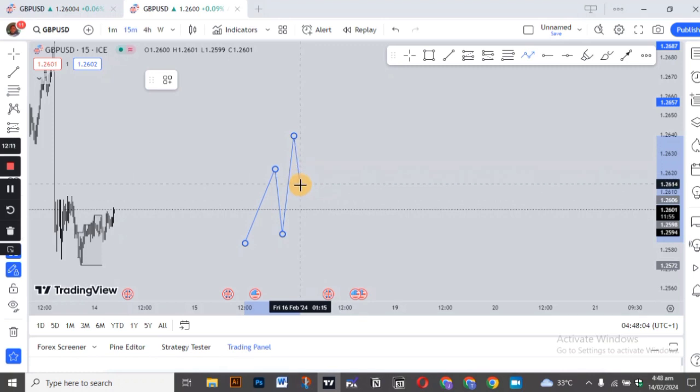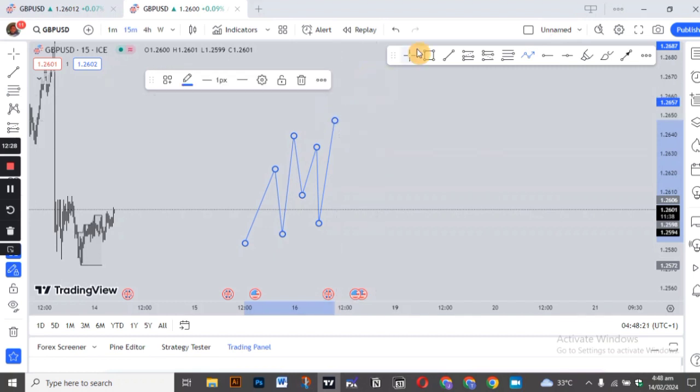So market come down, then market come down, sweep the liquidity, and I will enter in this zone. Once I enter here, I'm expecting to take my profit around here. So that's how I actually trade. This is how I trade.